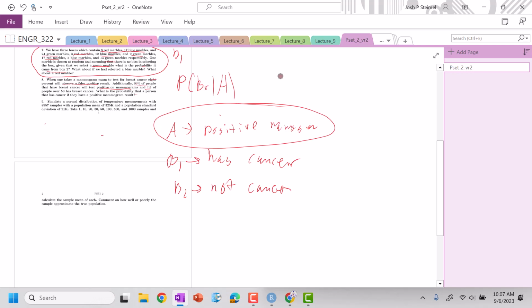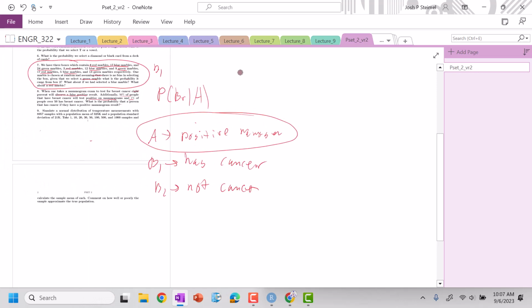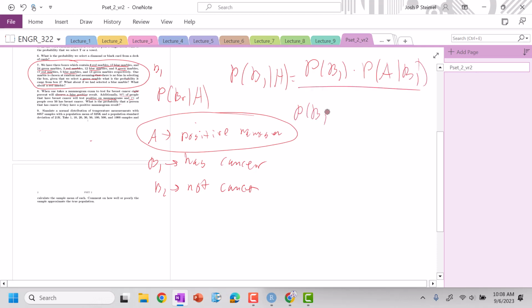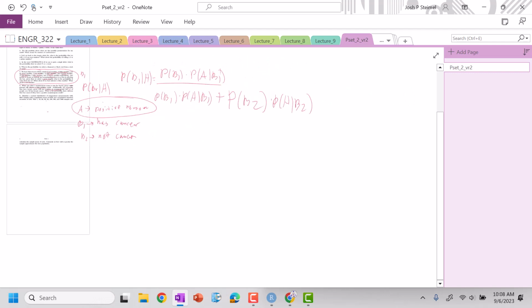So let's write out our expression. In Bayes' theorem, the probability of B1 given A is equal to the probability of B1 times the probability of A given B1, divided by that same value, the probability of A given B1 times the probability of B1, plus the probability of B2 times the probability of A given B2. So we have those as our probabilities.